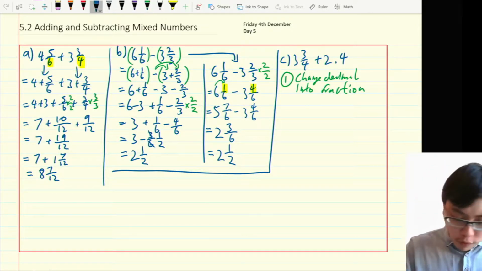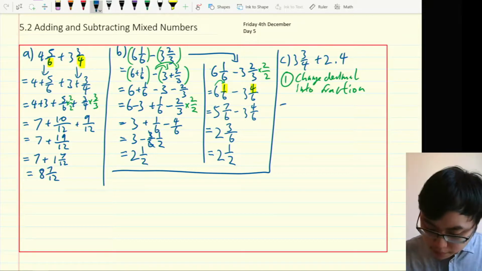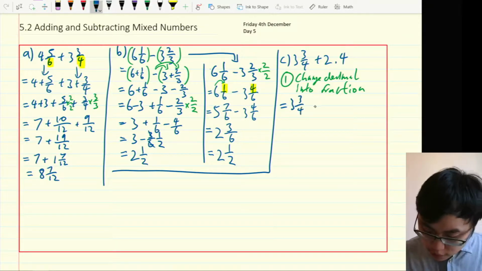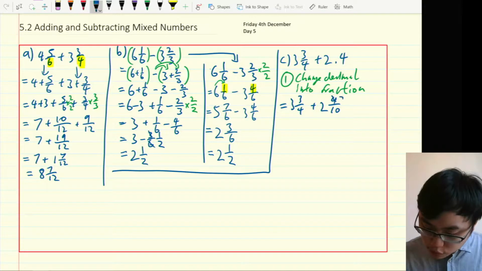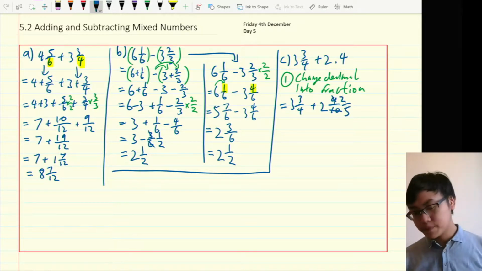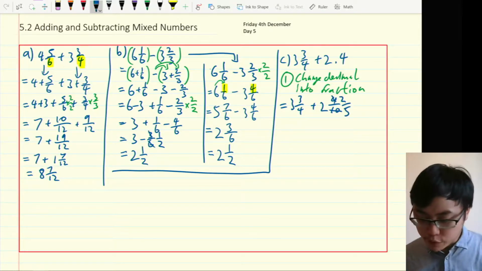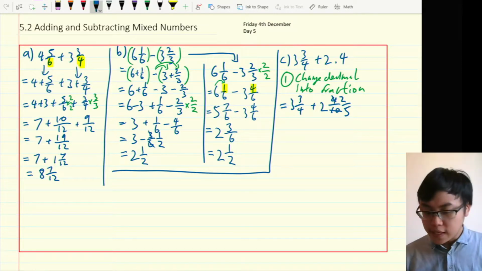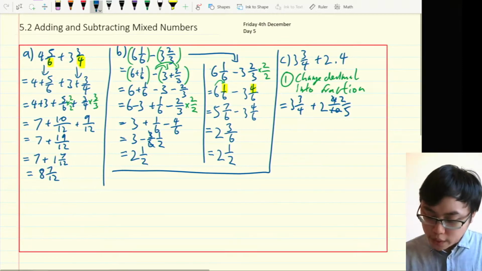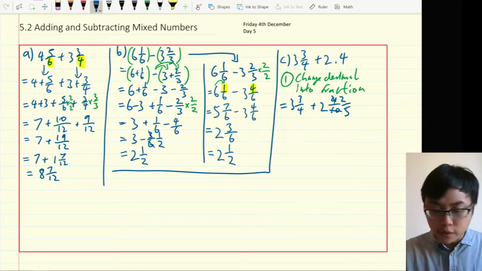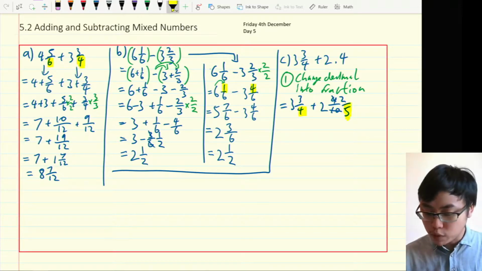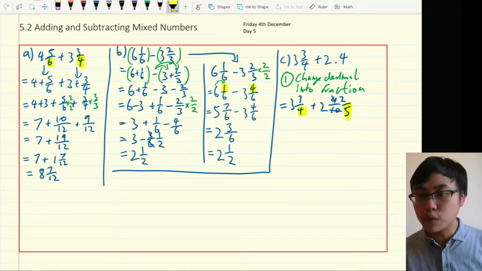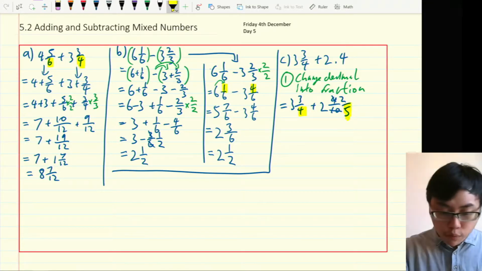So 2.4 is the same as, I'm going to write my next line, 3 and 3/4 plus 2 and 4 over 10, because 0.4 is the same as 4 over 10. I can simplify that to 2 over 5. And now I have 3 and 3/4 plus 2 and 2/5. And so we can go ahead and change my denominators. Now I can still use the second method of the subtraction with the adding of mixed numbers too. If you would like to do that, that is totally fine, so I will show you.